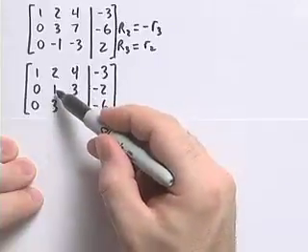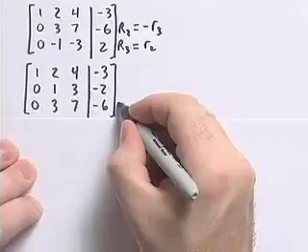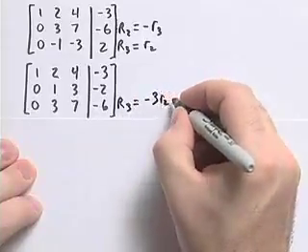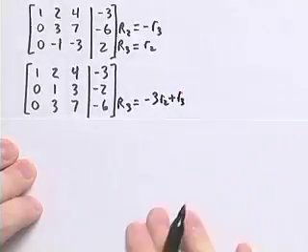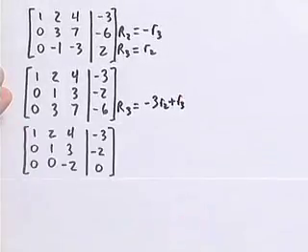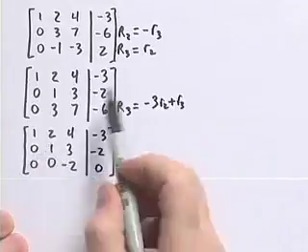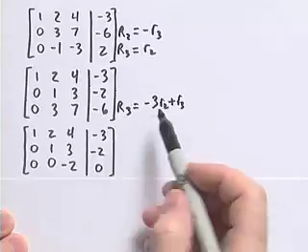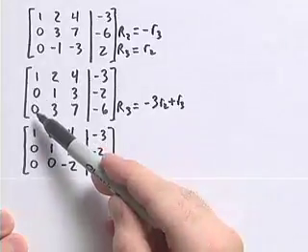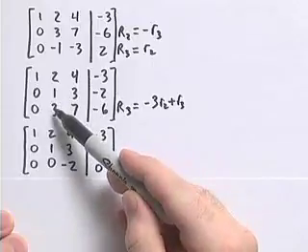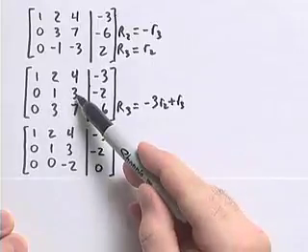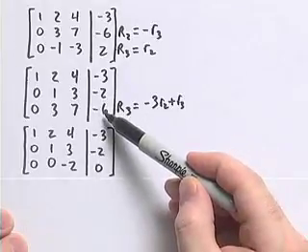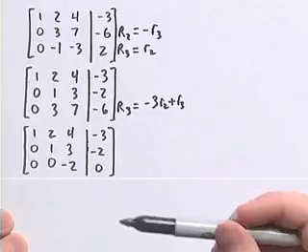We'd like to get a 0 underneath this one. To do that, we're going to change row 3, and that's going to equal negative 3 times row 2 plus row 3. If we perform that operation, we get the following matrix. We did not change the first two rows, so we rewrite those. To get our new row 3, we take negative 3 times 0 plus 0 is 0. Negative 3 times 1 plus 3 is 0. Negative 3 times 3 plus 7 is negative 2. Negative 3 times negative 2 plus negative 6 is 0.